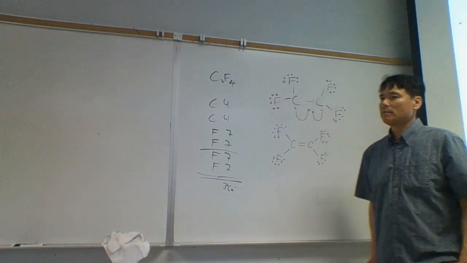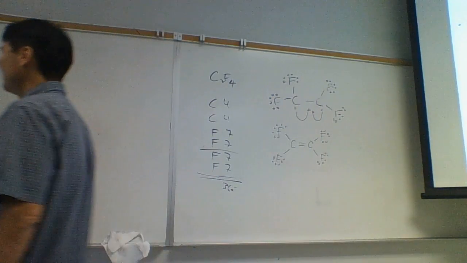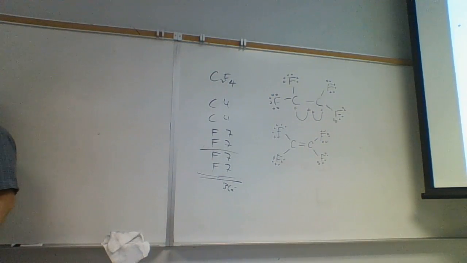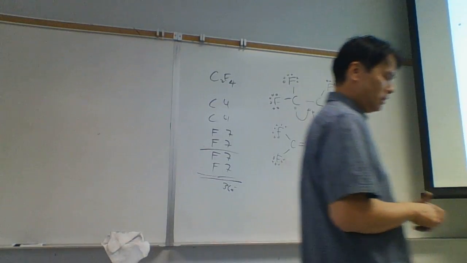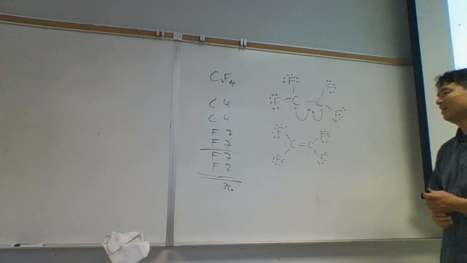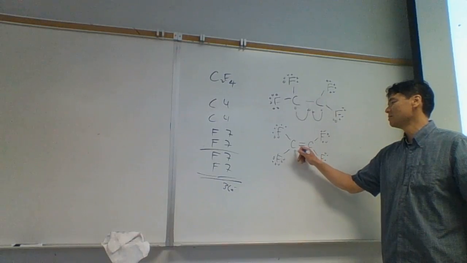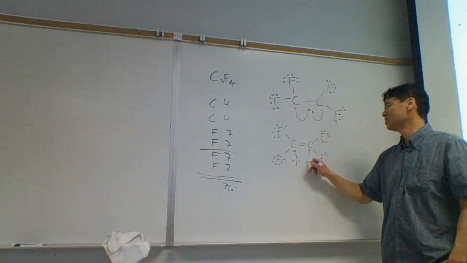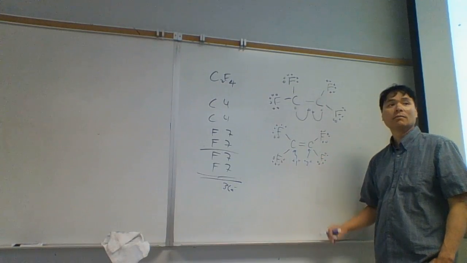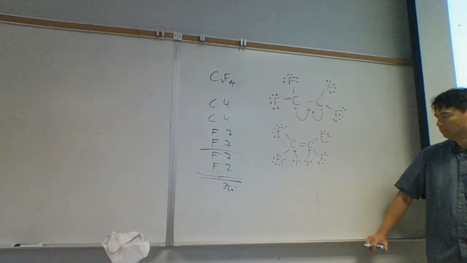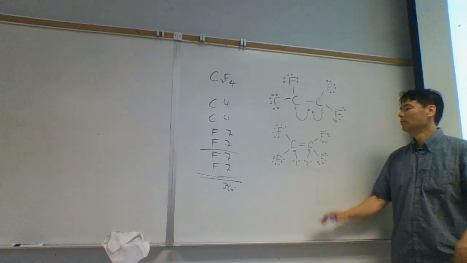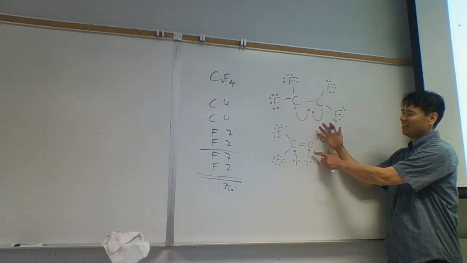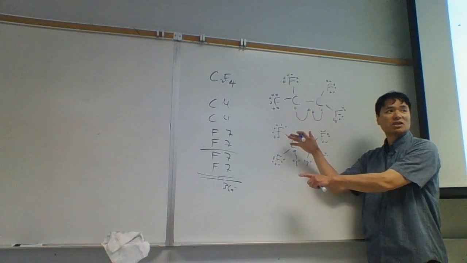Now, when we do molecular geometries, we just pick the central atom. For CO2, it's easy. The central atom is carbon, and then we look at the geometry around carbon. For C2F4, it's more difficult because now we have 2 central atoms. They happen to be the same, but if they're not, we label them. So we'll call the first one carbon 1, the second one carbon 2, and then we look at each individually. We'll look at carbon 1's geometry first, and then carbon 2's geometry next.